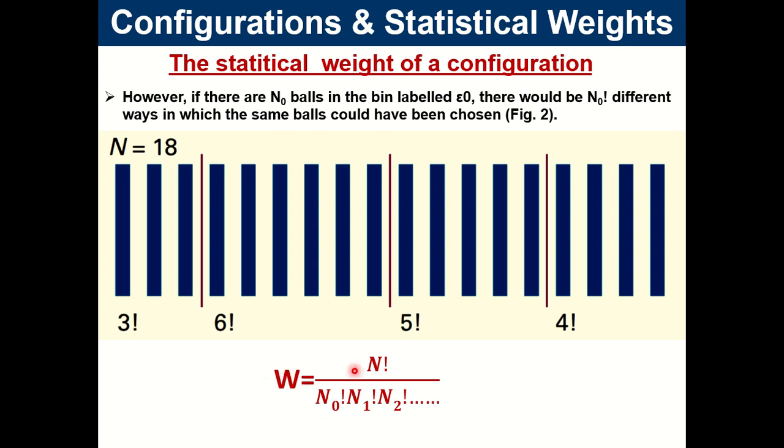So by a logical sequence of points, we can arrive at this description: the total number of ways for N molecules to be put into epsilon 1, epsilon 2, epsilon 3 energy levels would be N factorial divided by n0 factorial, n1 factorial, n2 factorial, and so on, when we have a limitation on how many molecules can be placed in one energy level.